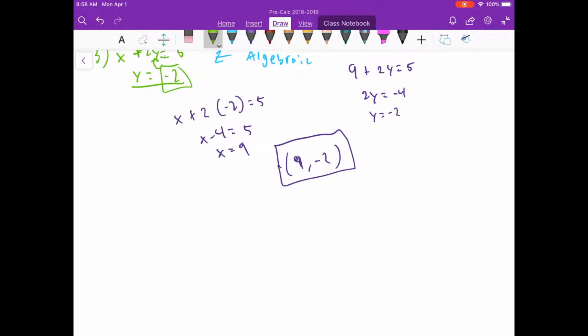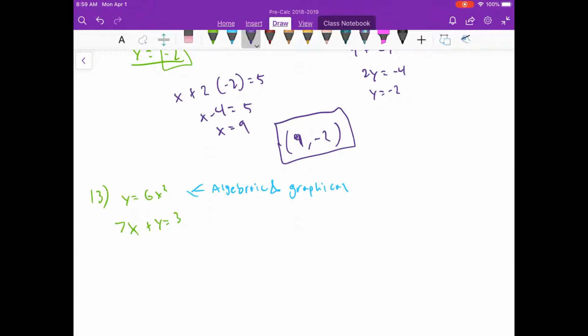Let's look at number 13. See what number 13 says. Number 13 asks us to solve the system algebraically and support your answer graphically. So it gives us y equals 6x squared, and 7x plus y equals 3. So this is both algebraic and graphical. Let's go ahead and solve first.